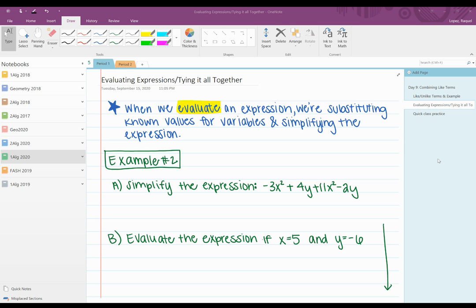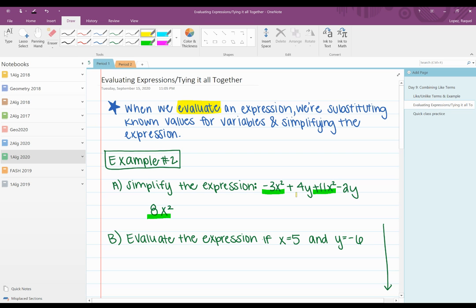In example 2, part A is asking us to simplify the expression negative 3x squared plus 4y plus 11x squared minus 2y. So if we're trying to simplify, we're going to combine the like terms. I've got negative 3x squared here, and another term that's got an x squared is right there. So when we combine those terms, we get 8x squared, because those are like terms.